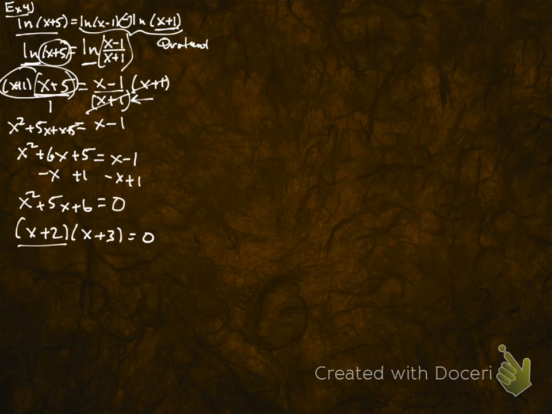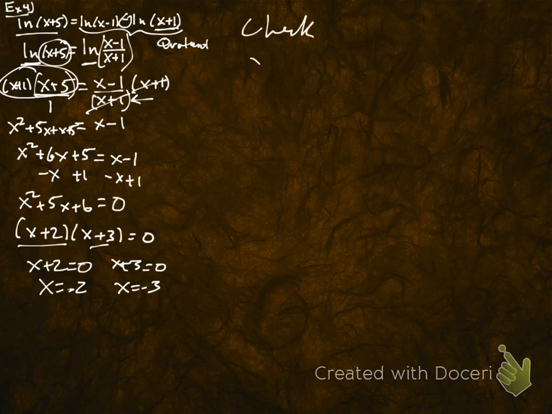My two solutions then would be x plus 2 equals 0, or x equals negative 2, and then when x plus 3 equals 0, or when x is negative 3. We always want to check though, because we might get that extraneous business. Let's try to check when x equals negative 2 and when x equals negative 3. Now right away, I know I'm going to be in trouble because take a look at this part of the problem right here.